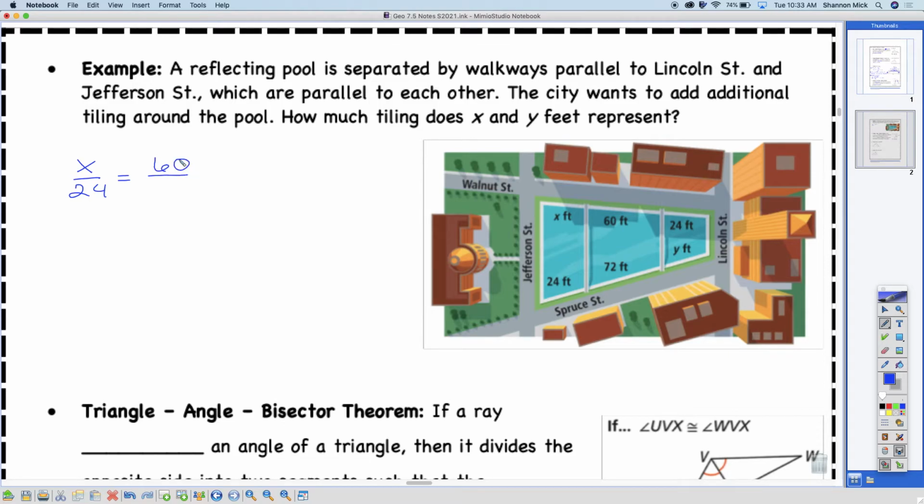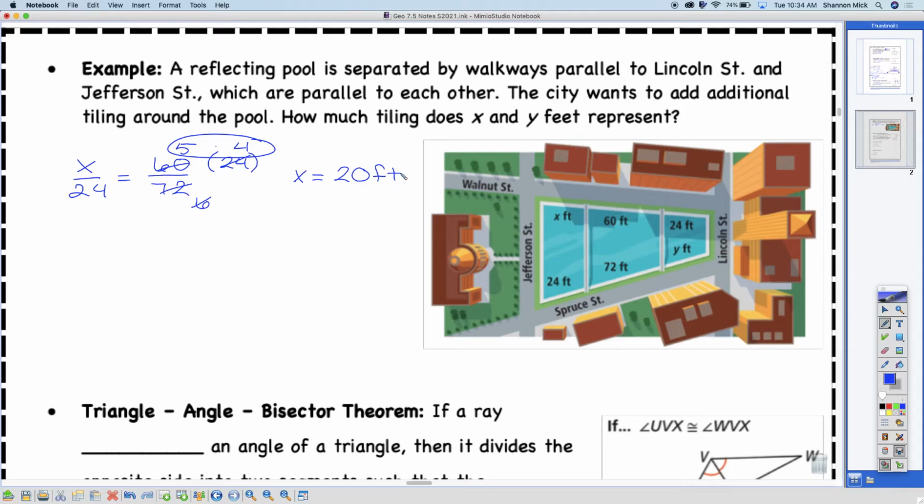Okay, so what goes across from X? 60, and across from 24 is 72. Well, hopefully you know that 12 goes into 72 and 60, correct? So what is it, 5 and 6 times 24. So that's my cross product, right? 6 into 24 is 4 times. So X is how many feet? 20. And don't forget your feet.